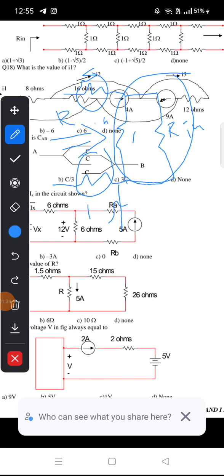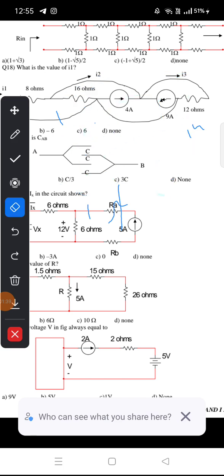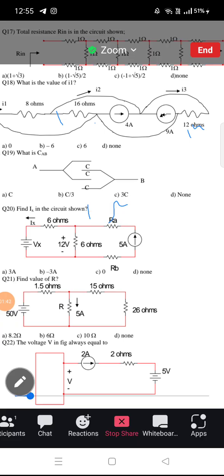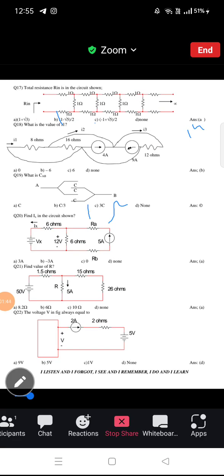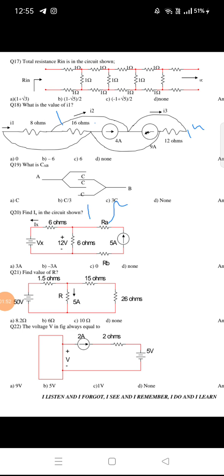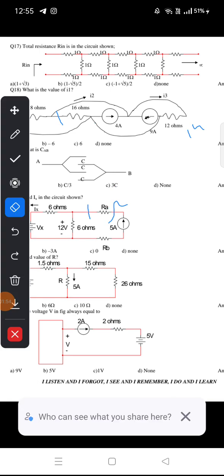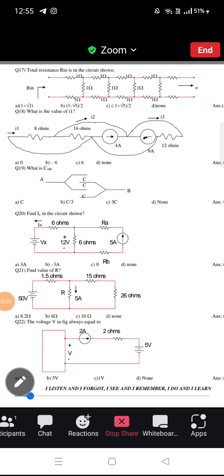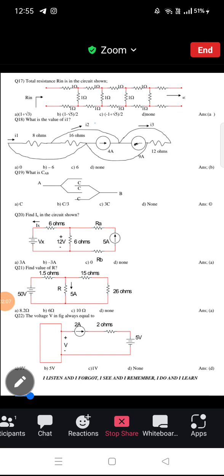If you simplify that equation, you will get the R in value. After simplification you will get a value of 1 plus root 3. Okay, that is about the first problem. Next problem, what is the current? Right, in the second problem here I need to calculate current I1.